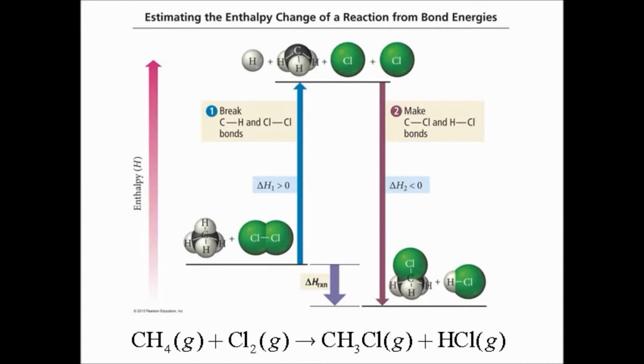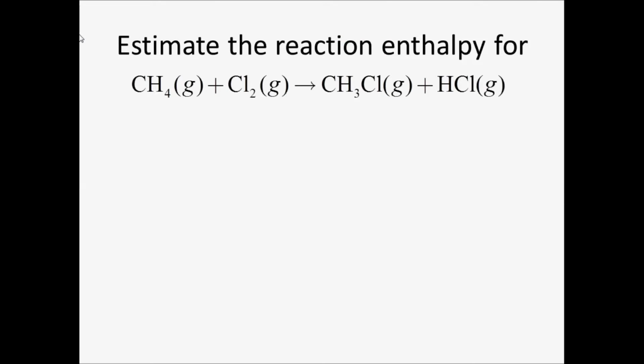However, a corresponding decrease in the system's enthalpy is found when we realize that the HCl and CCl bonds are formed. Adding together these two contributions gives us the enthalpy change associated with the reaction. In order to estimate the reaction enthalpy for this gas phase reaction, we look at what bonds are formed and what bonds are broken. We draw out the Lewis structures for each of these compounds.